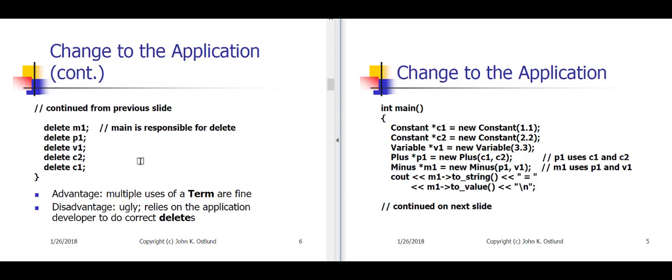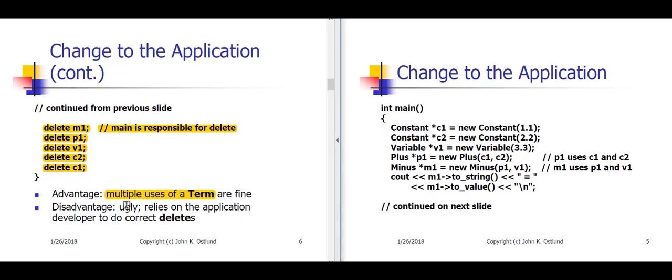And because in main we were the ones who used new, we take responsibility for using delete to delete each one of those terms after we're done using them. Now, one advantage here is that if you use any term multiple times, for example, you could create an expression that uses the variable v1 multiple times, or that uses the constant c2 multiple times, and this is fine.